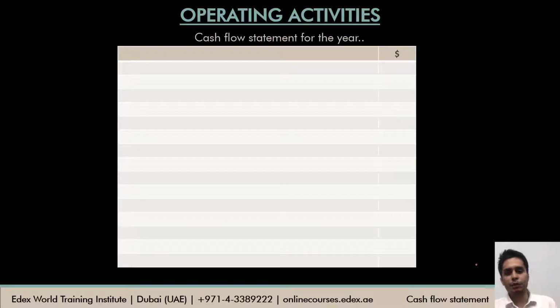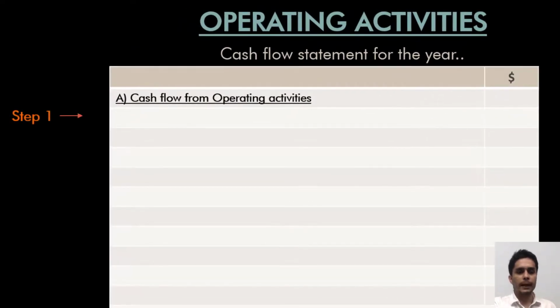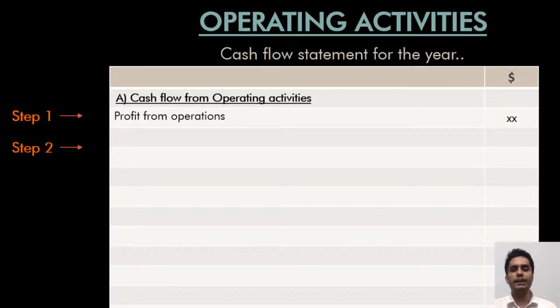So let's say we have our cash flow statement for the year. I told you the starting point is profit from operations. So step 1 is calculation of profit from operations. Now step 2 in the cash flow statement from operating activities is to make adjustments for all your non-cash items.